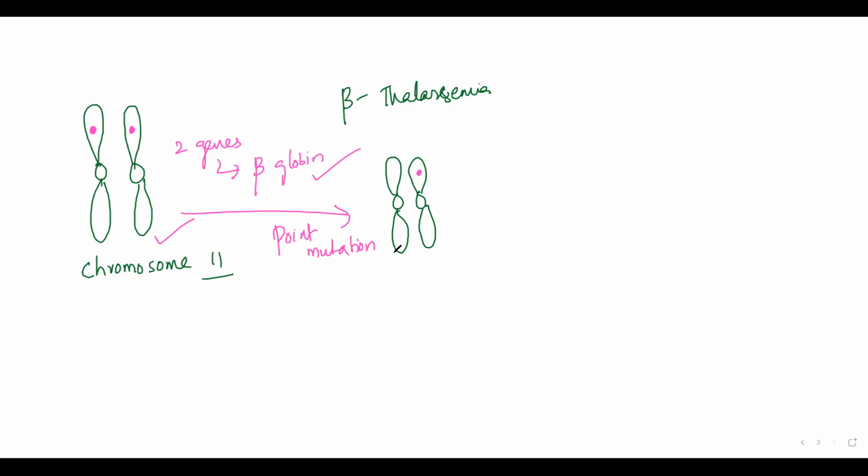And this is going to be called beta minor thalassemia. Beta minor thalassemia, because you are having only one gene being deleted, right? One gene is being deleted, but you have another gene which is responsible for the beta globin chain. So this person is also going to be asymptomatic, and they may also develop anemia.